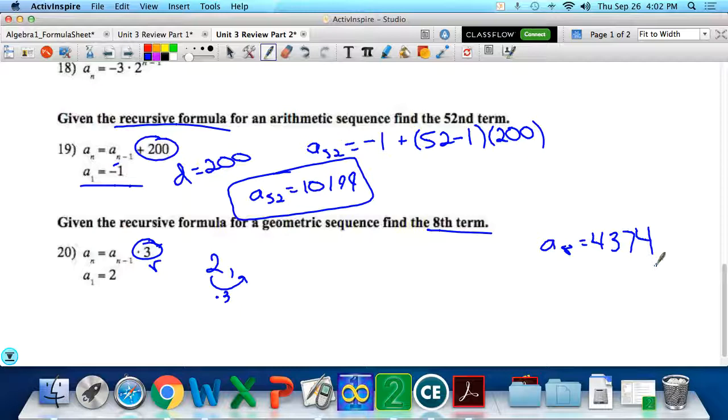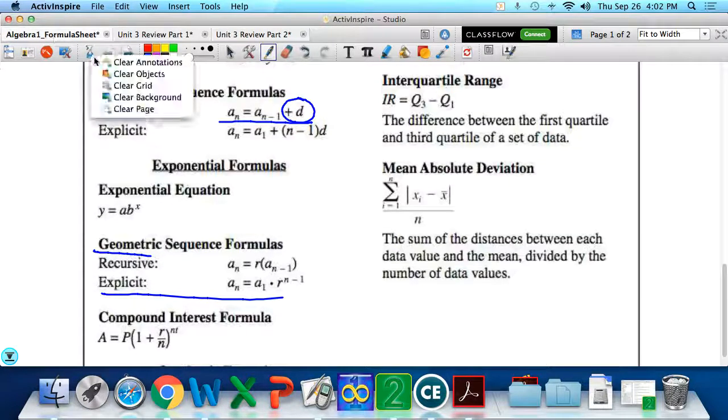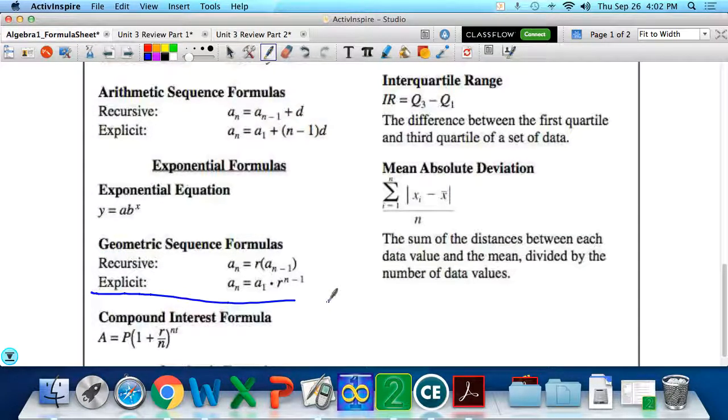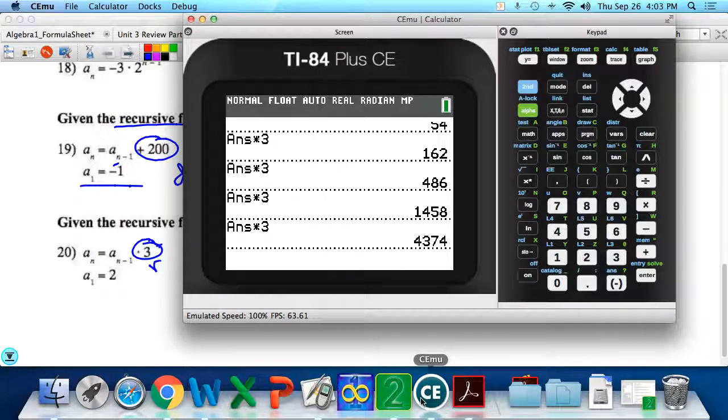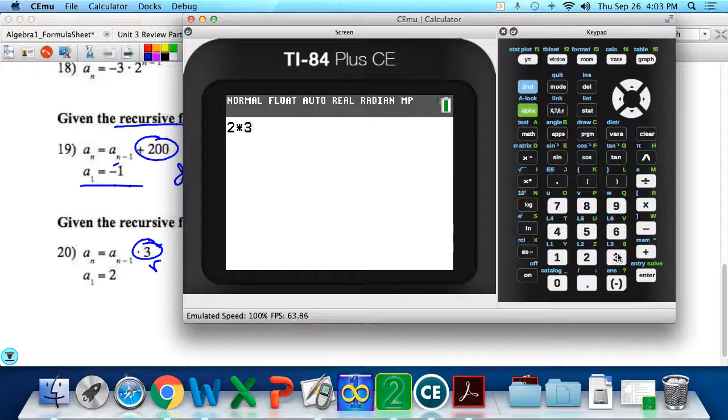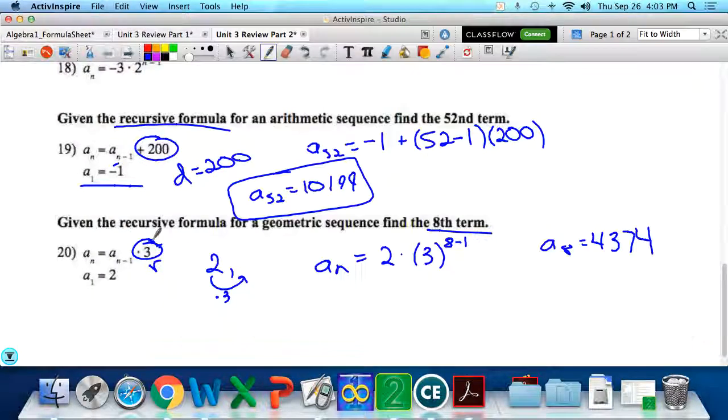Now let's check that using the explicit formula. It's always good to check yourself on the test. Our explicit formula, okay? I should probably show you on the formula sheet, that way you get to see it. Let's play the checking game again, explicit formula. All we need is 2 pieces, a sub 1 and r. And on this particular problem, they gave us what n was going to equal. So a sub 1 is 2 times r, which is 3, raised to the n minus 1 power, which is 8 minus 1. 2 times 3, parentheses just in case, raised to the 8 minus 1, 4,374. Did it both ways, got the same answer both times.